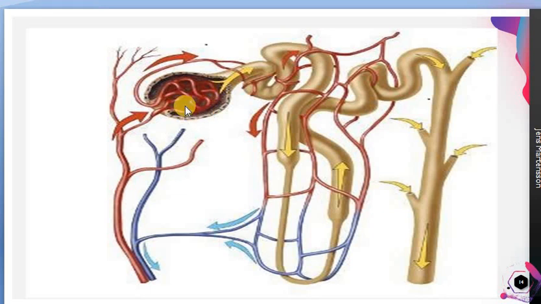Ultrafiltration. And what is the reason for ultrafiltration? The difference in the width of these two tubules. Afferent arteriole is wider and efferent arteriole is narrower. Okay, right? So what are the things you have learned today completely?